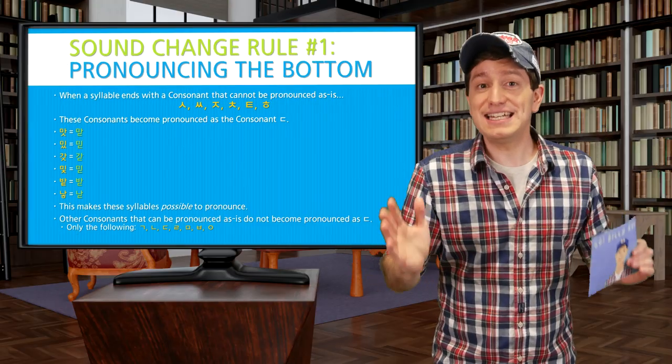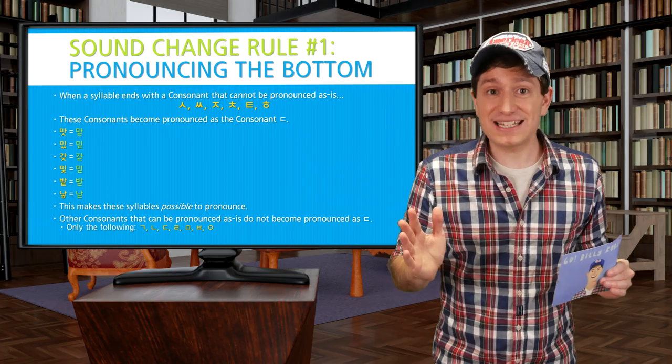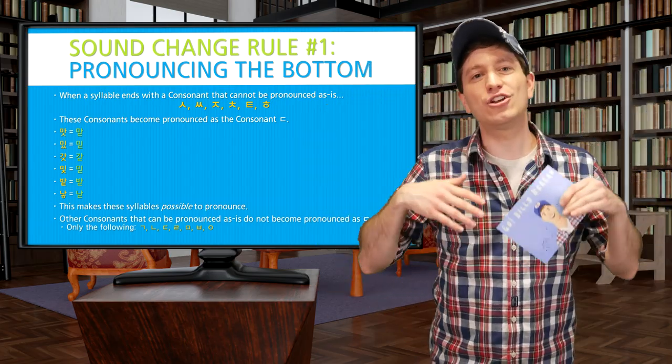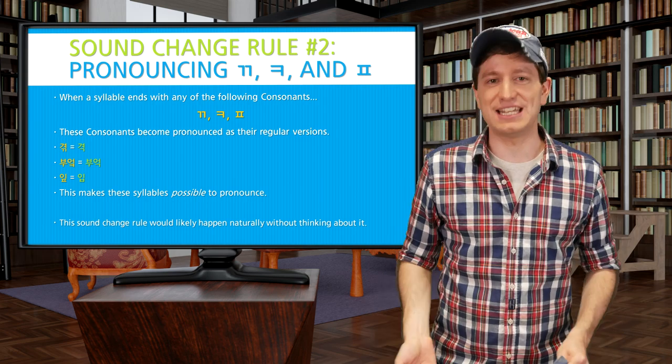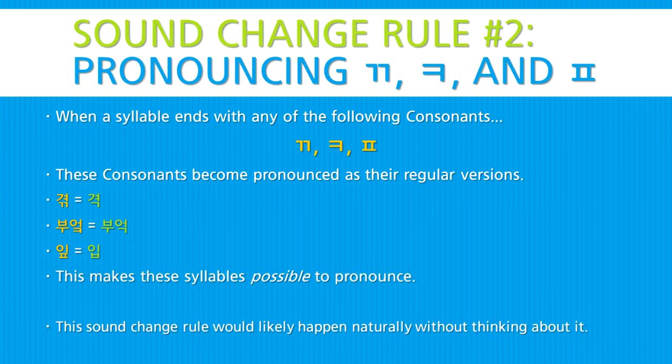Again, you do not need to have these rules mastered in order to start learning Korean. Just pay attention and know that they exist, and you can always refer back to them later as you need. So here's our next sound change rule. Anytime you have a syllable that ends with one of these consonants, 상기역, 기역, 피역, these consonants will become pronounced just as their regular versions.